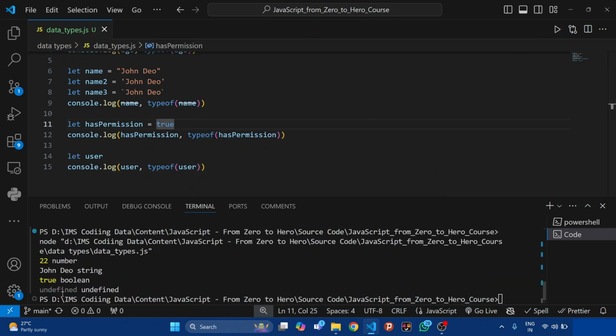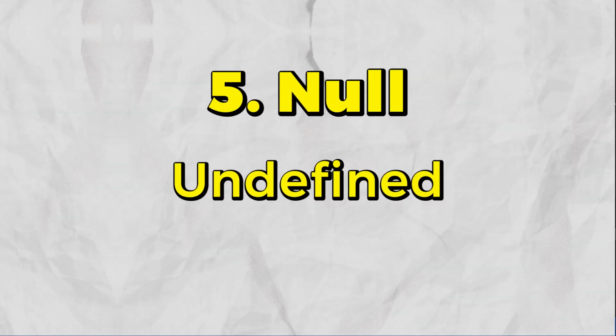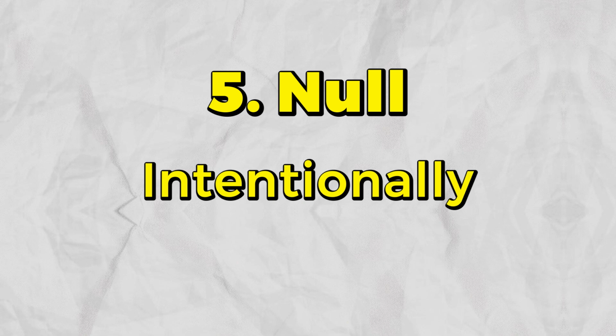And here you can see the value of the variable is undefined and the type of the variable is undefined. Next in the list is null. Null is similar to undefined, but it's used when you want to intentionally say this box is empty and it has no value. So let's see an example.